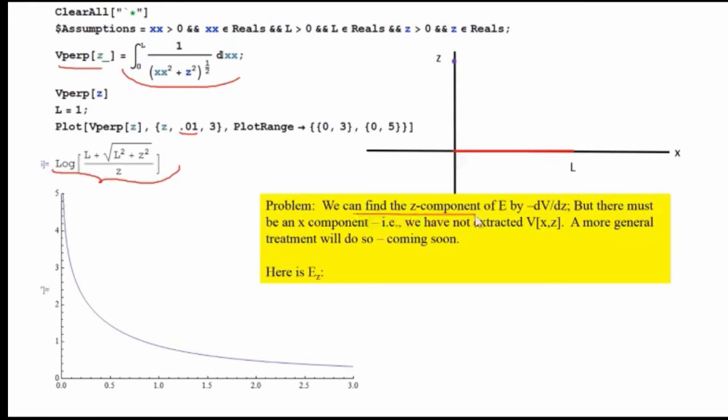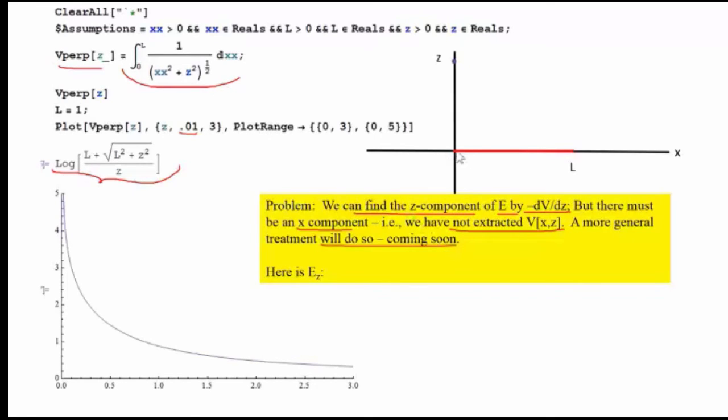If we look at this problem in terms of finding the E field, we are able to find the z component of the E field by taking the derivative with respect to z. That's okay, but you have to realize that there's an x component. So in other words, we really don't have the full potential as a function of x and z. There's a way to get that through a more general treatment. We'll be doing that in the near future.